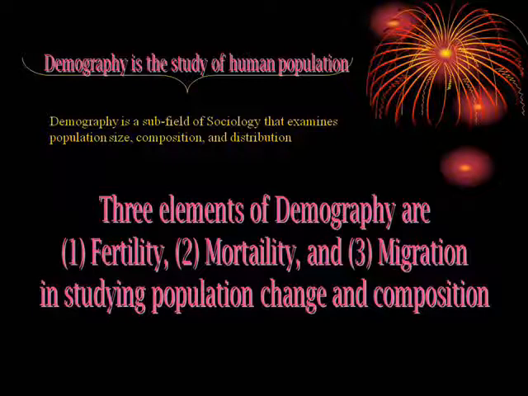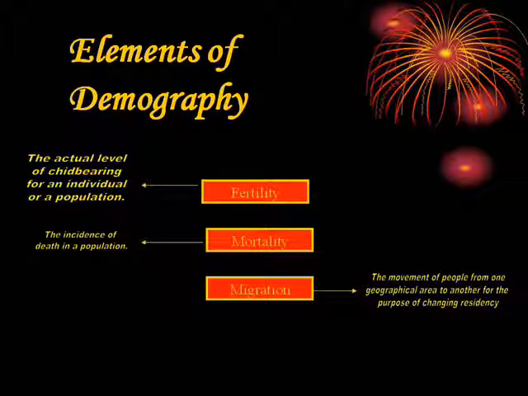Okay, so we use three elements to study demography: population size, composition, and distribution. Therefore, demography is the study of human population. And these three elements are fertility, mortality, and migration. What is fertility? What is mortality? What is migration? In the next slide, I have assertive definitions for each of these terms.